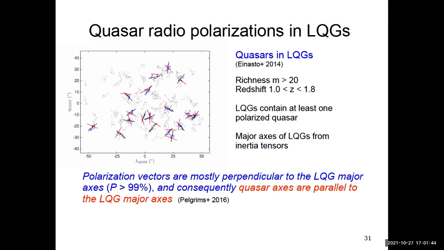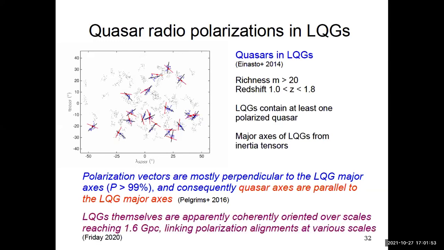So can we relate this to the bigger region of alignment we have found? There is this interesting study which shows that the large quasar groups themselves were apparently coherently oriented over scales reaching 1.6 gigaparsec. So this may link the polarization alignment at various scales and explain if the quasar axes are related to their host structure, and if the large quasar groups themselves are aligned with respect to each other, we can have very large scale alignments.